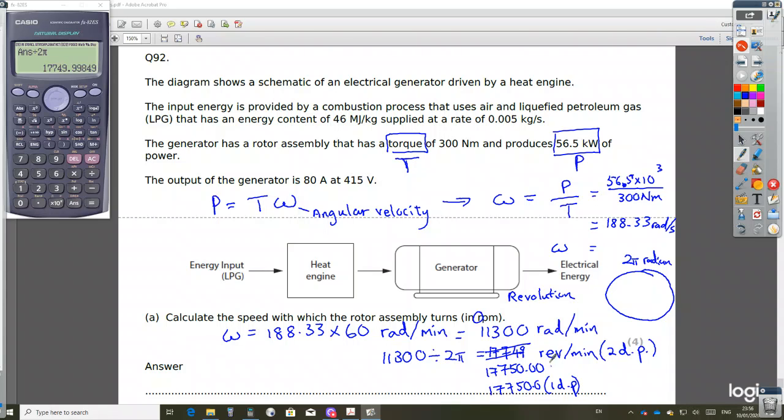Okay, one more thing, I forgot to put units. Sorry, what am I talking about? It's revolutions per minute, sorry, which I've done. Yeah, this is the unit.